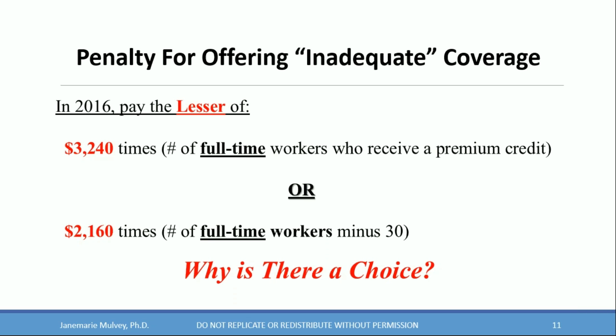Now, why is there a choice? Well, if you are an employer who has a large number of full-time workers who are low wage and the insurance will not be affordable to them, you may want to pay the $2,160 penalty times full-time workers minus 30. So an employer will have to do the math if they're in this situation.